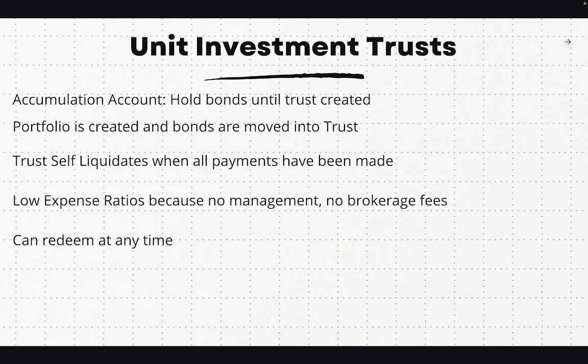Accumulation account is the account that holds the bonds until the trust is created. The portfolio is created, and the bonds are moved into the trust. The trust self-liquidates when all of the payments have been made. They have low expense ratios because there's no management, no brokerage fees, and you can redeem them at any time.